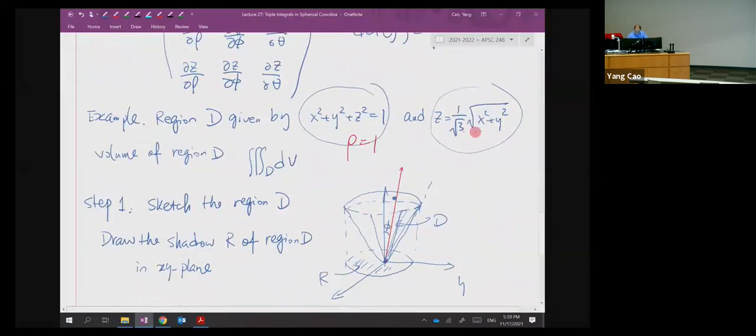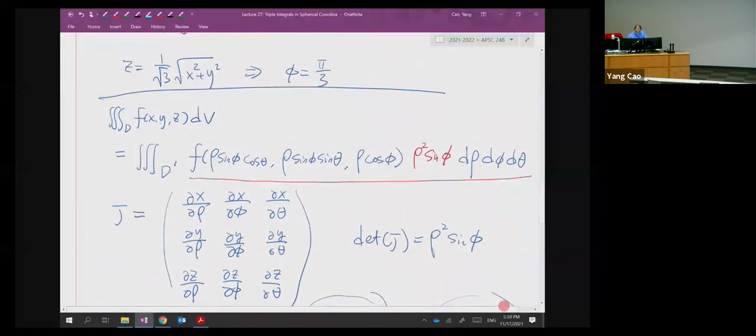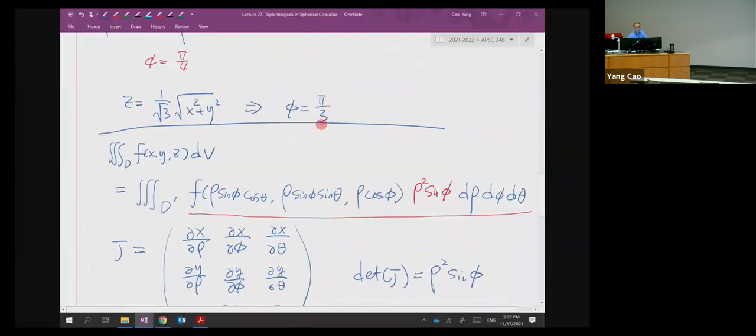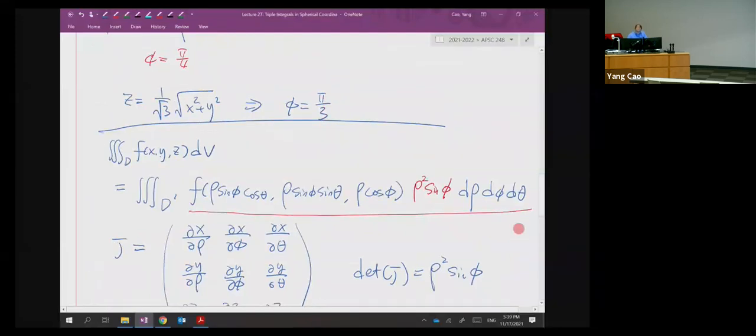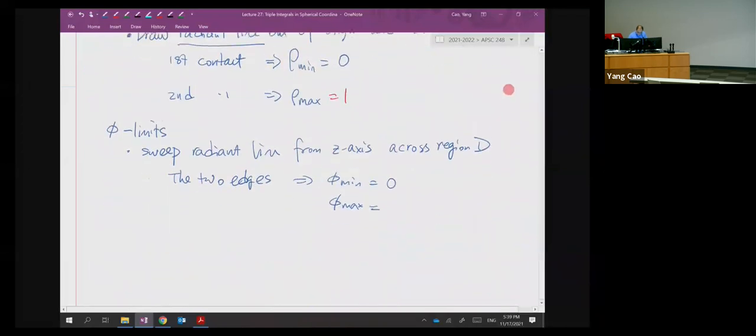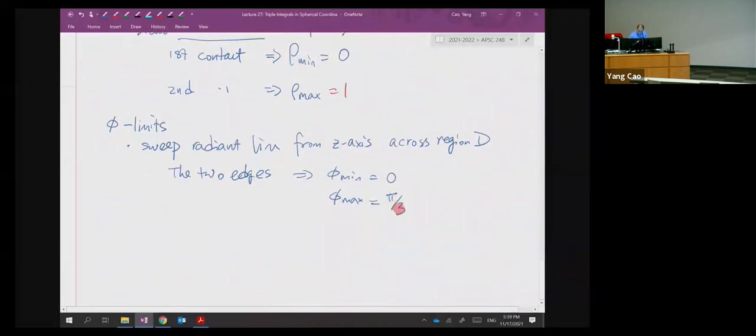And this is the cone surface. Remember what the phi angle is? Pi over 30 degrees. So your phi max in this case is 60 degrees, yes, pi over 3. Did I say 30? So 60 degrees.